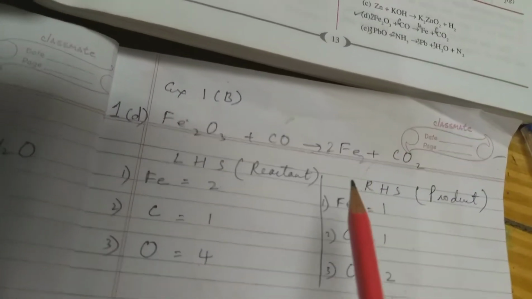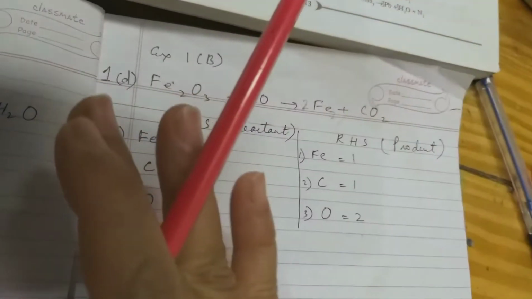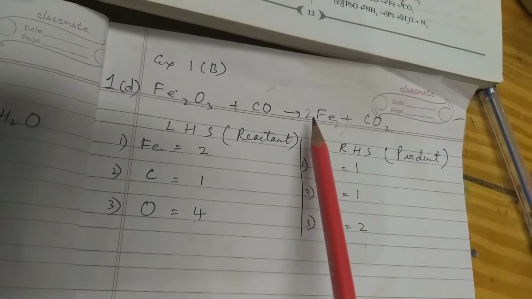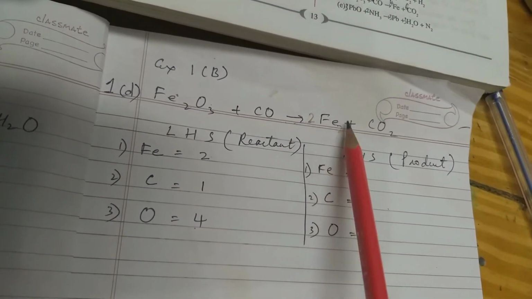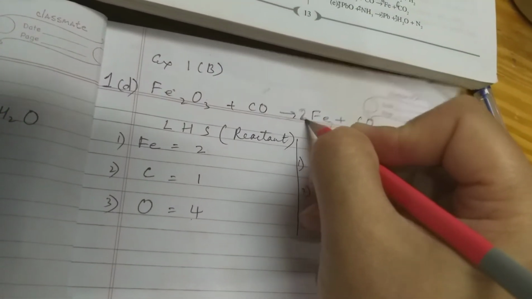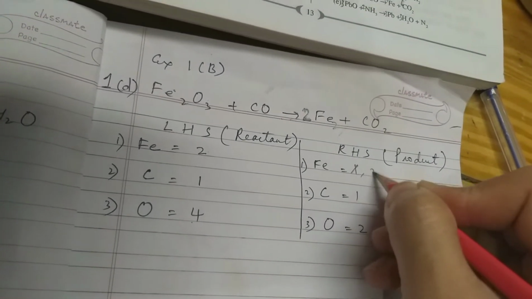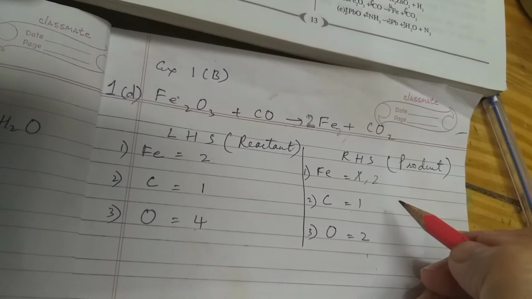Any balancing is always done by writing prefixes. Pre means which comes before, and it is always written in front of the symbol or the molecule. So I'm just trying to write a 2 over here. As soon as I write a 2 here, this becomes 2.